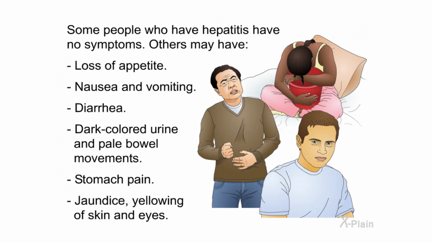Some people who have hepatitis have no symptoms. Others may have loss of appetite, nausea and vomiting, diarrhea, dark-colored urine and pale bowel movements, stomach pain, jaundice, yellowing of skin and eyes.